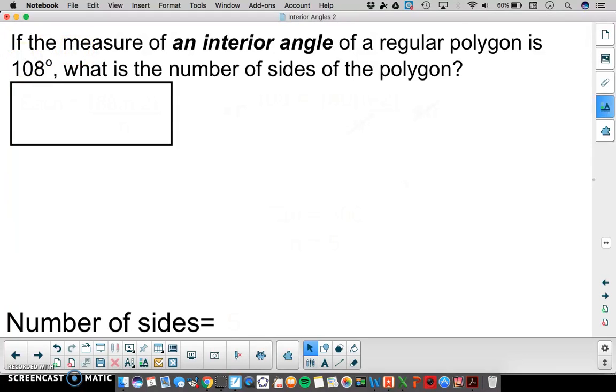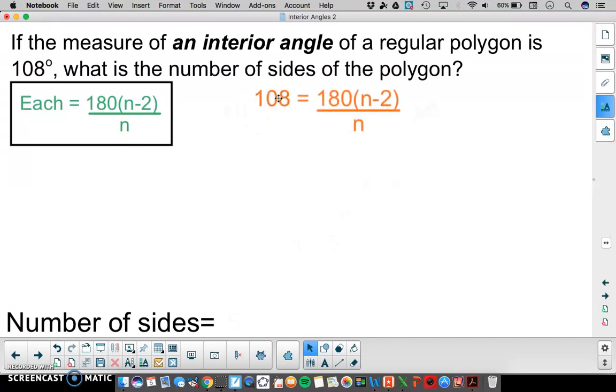Here we have an example. If the measure of an interior angle of a regular polygon is 108 degrees, what is the number of sides of that polygon? Well, it gives us the measure of an interior angle, which means it's only one of the angles. So we're given the angle measure, and we have to work backwards to find the number of sides. We're going to be using that each-angle formula to do that. I know what that each number is. I know that it is 108 degrees, and I'm going to be solving for n, which is the number of sides.